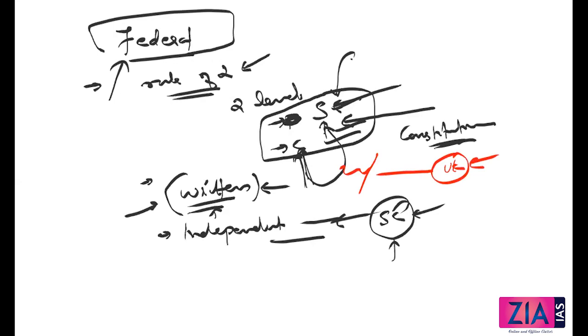So it can be both. Okay, so that's about federal. These are key points which you need to note down. It has to be written, otherwise it will not function properly. And there has to be an independent judiciary, like in the context of India, if you see the Supreme Court.